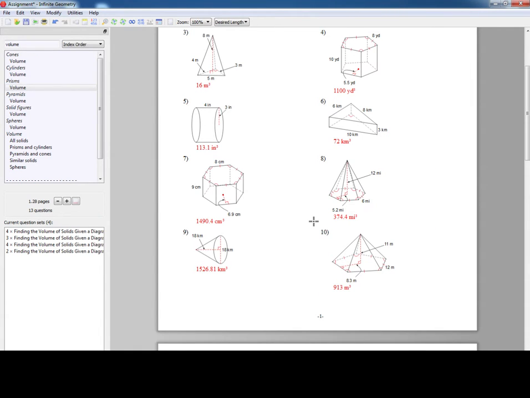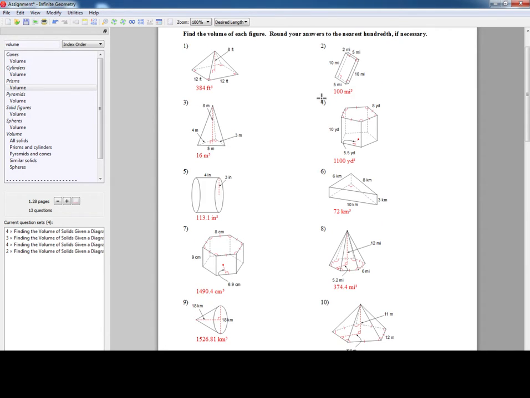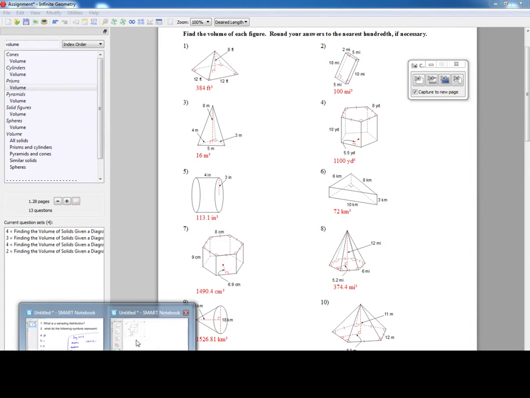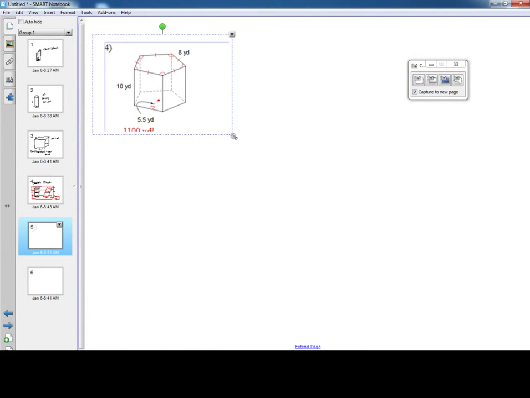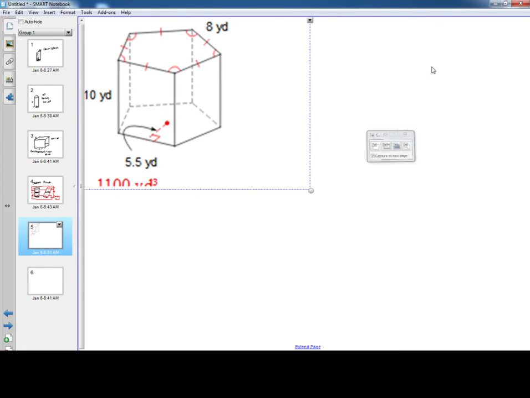Actually, can we start with a non-pyramid? Can we start with one of the other ones? Which one? 4? 4. Yeah. Okay, that's definitely a right geometric solid, yeah? Super easy. Okay, so here's my right geometric solid. How do I find the volume of a right geometric solid?